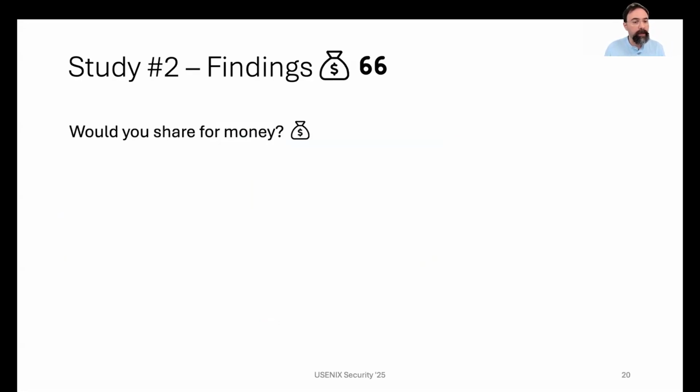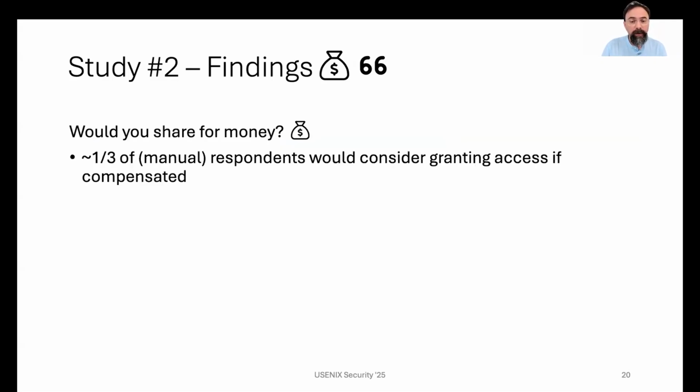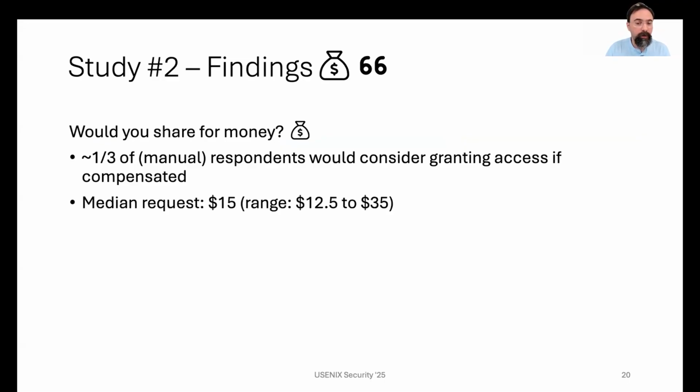Okay, now let's look at two final aspects: how much extra compensation respondents wanted, and why some still refuse to grant access to us. Among those who chose to respond manually, roughly one third said they might grant access to their contact data if compensated. And among them, the median amount requested ranged from $12 to $35.